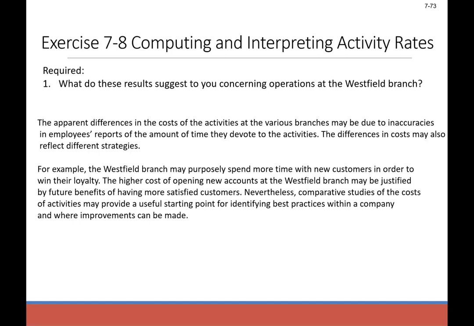The differences in the cost of the activities at the various branches could be due to inaccuracies in employee reports of the amount of time they devote to activities, or it could also be just different strategies, how they're choosing to spend their efforts. The Westfield branch may purposely spend more time with new customers in order to gain their loyalty. If that's their purpose and they know those costs are going to be higher, it might not be a bad thing. It'd be interesting to see what their loyalty is at this branch versus at other branches. Okay?